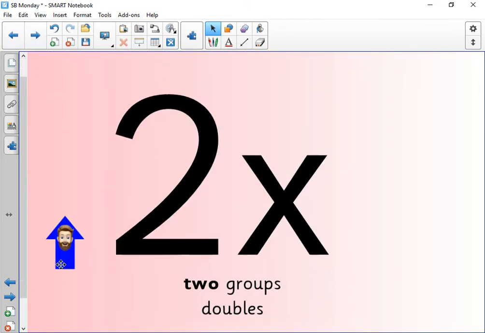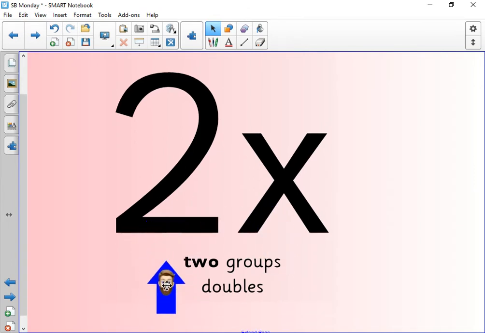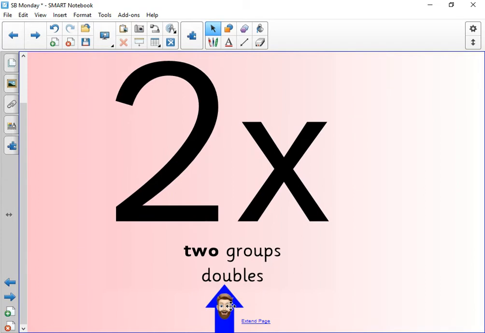This time we're going to start with the 2. We're going to put 2 before the multiplication symbol. So it's 2 times, okay? And when the 2 comes first, we have 2 groups, just 2 groups, okay? And these are our doubles. When we have 2 times, it's a double.